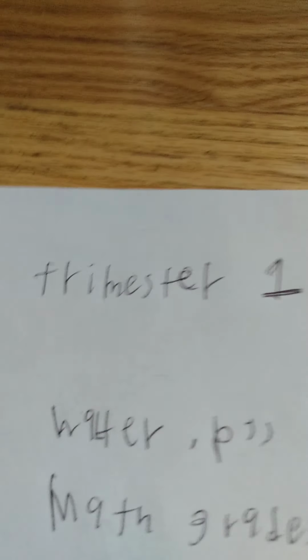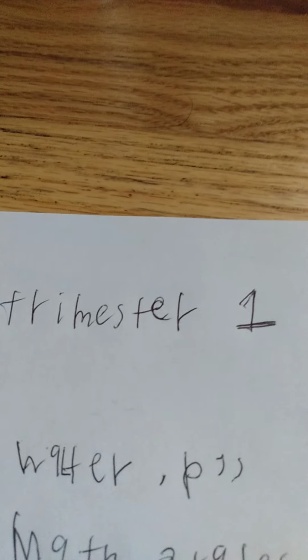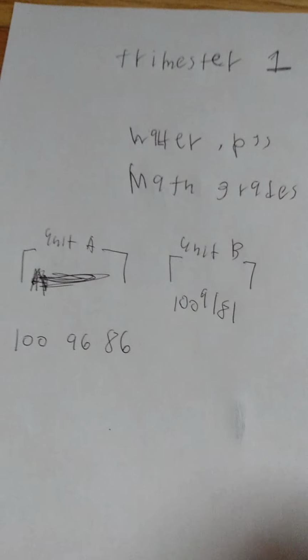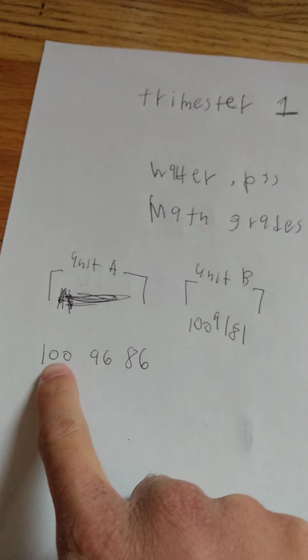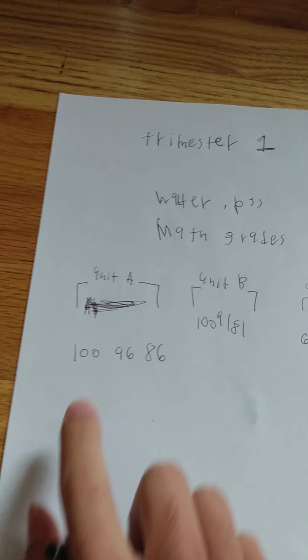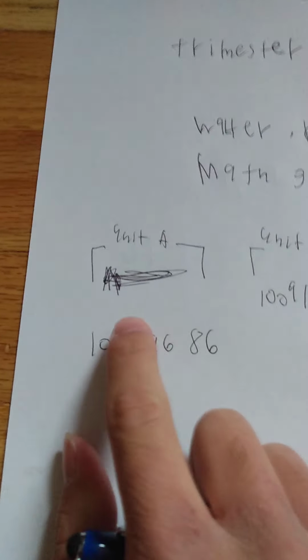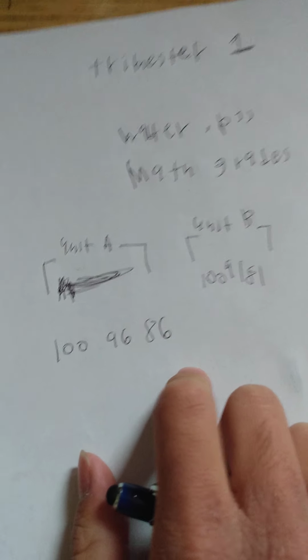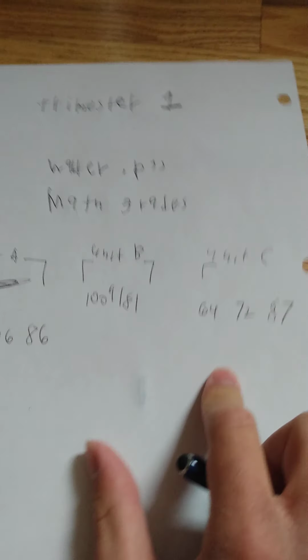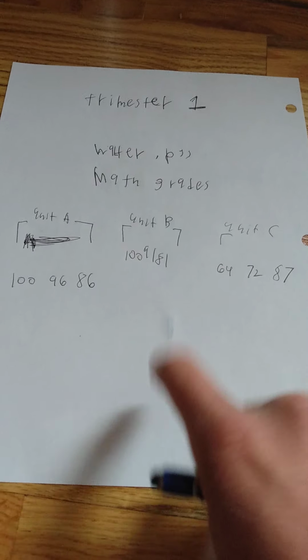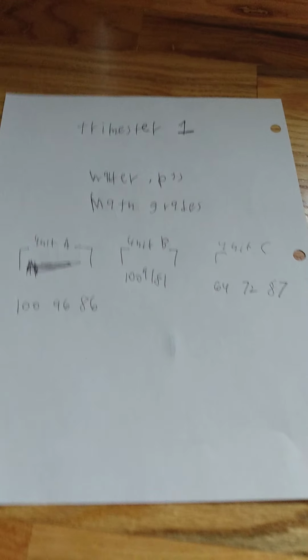Grades. Since trimester 1 is ending soon, this is Walter P's math grade, and we put up grades for his trimester for math class. Each unit has 3 check-ins, and he got these grades. We want to find the average grade for his trimester. Let's see what we can do.